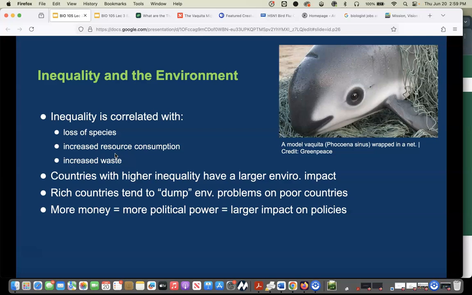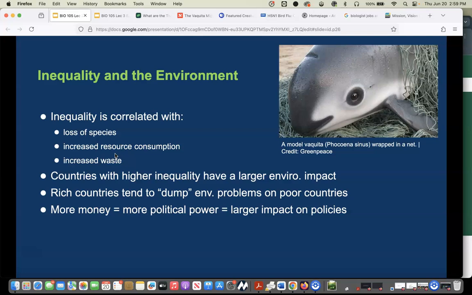And the countries that have higher inequality usually have a larger environmental impact. Rich countries oftentimes tend to dump their environmental problems on poor countries. We actually send out our recycling. We used to send out a lot more of it to places like China.